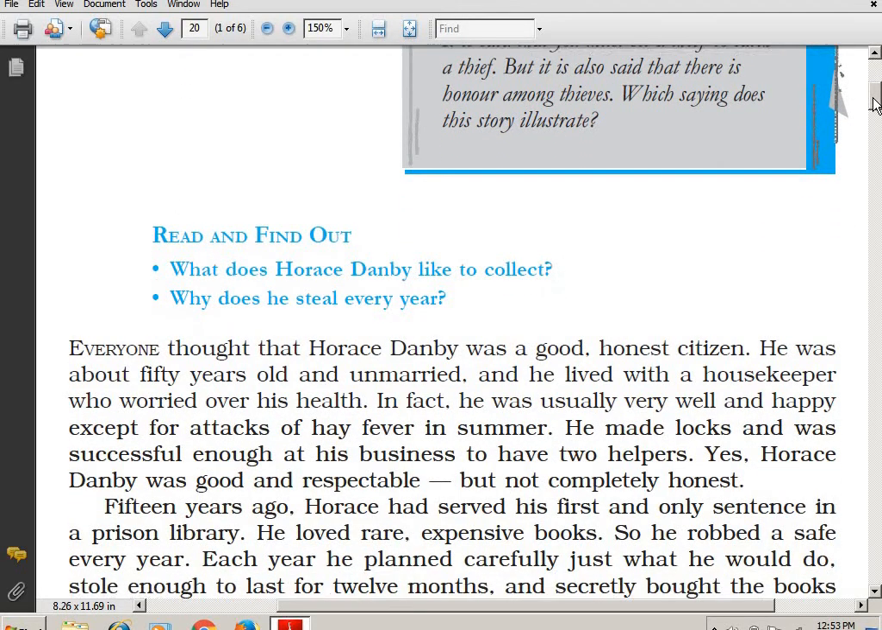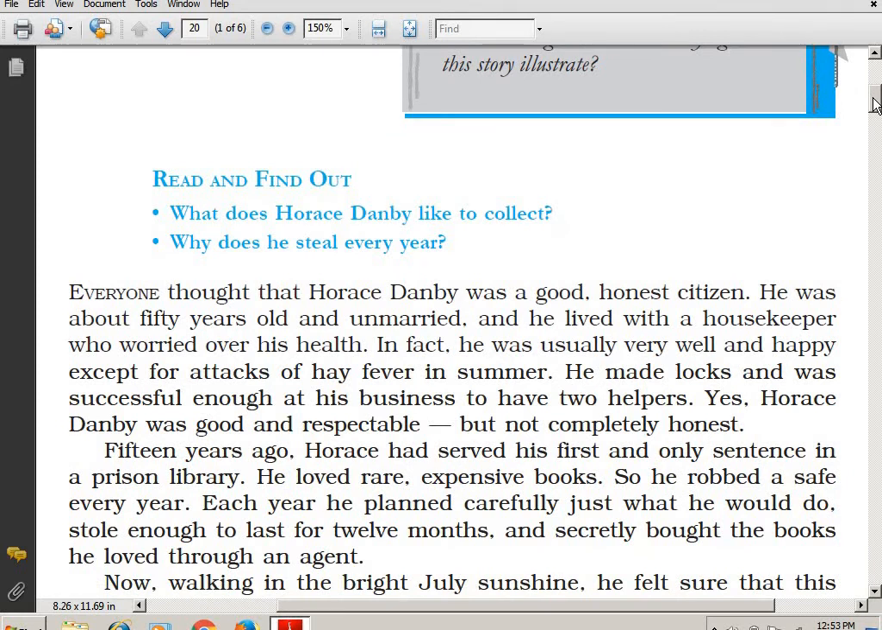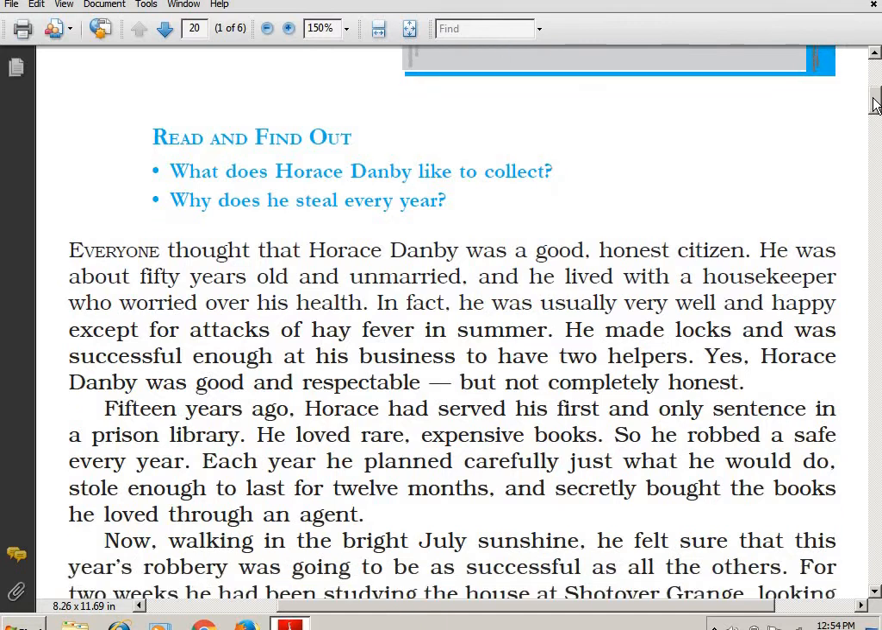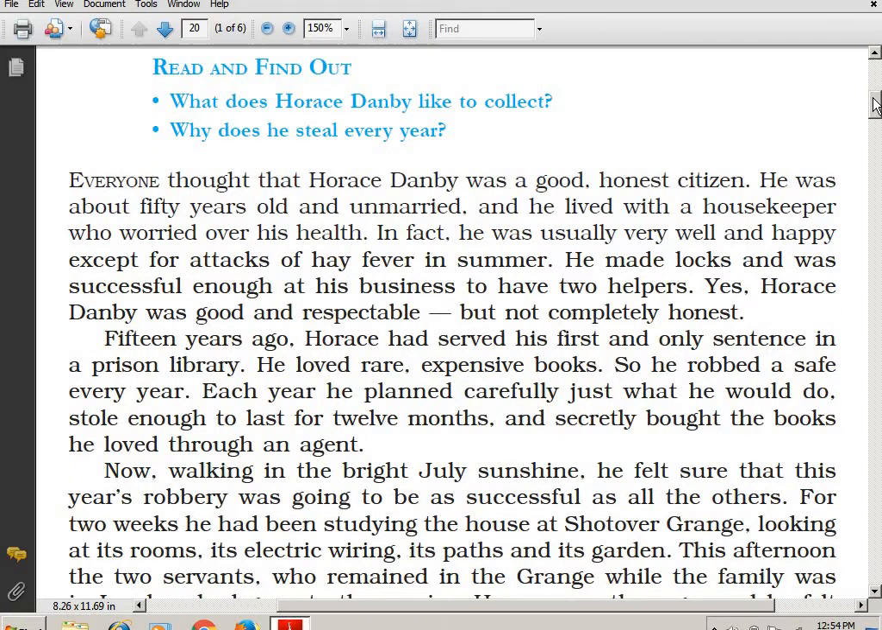The questions are: What does Horace Danby like to collect? Why does he steal every year? So, Horace Danby is going to be the main character here. The second question shows that he was a robber, a thief, because it asks why he steals every year. So what was he stealing, and why was he stealing? Let's see in the chapter.